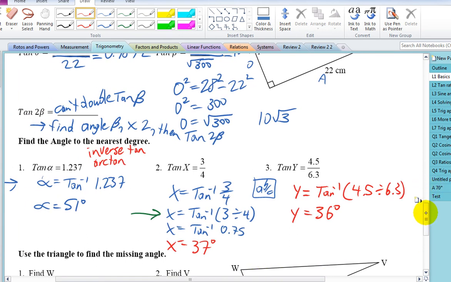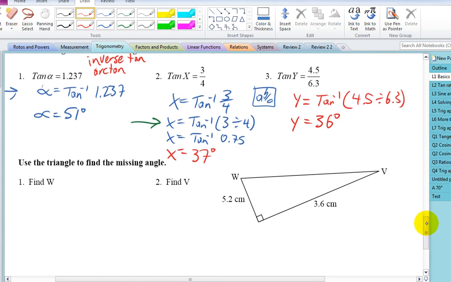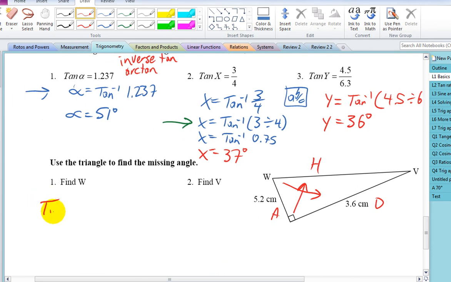Okay. Next one. Now you have to do everything. So you actually have to set up the fraction first. These are the questions you're going to be asked. Find W. So for W, label your HOA, please. So we say tan W. You always must have a letter or a fraction in between tan and the equal sign. If you don't, you're not going to get full marks. So you must have a number or a letter there.